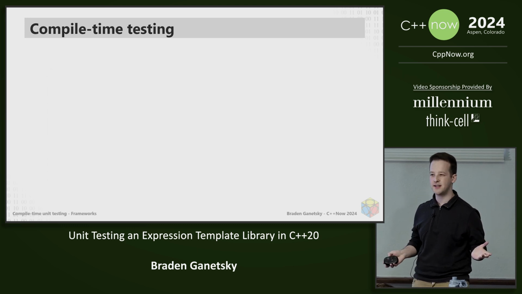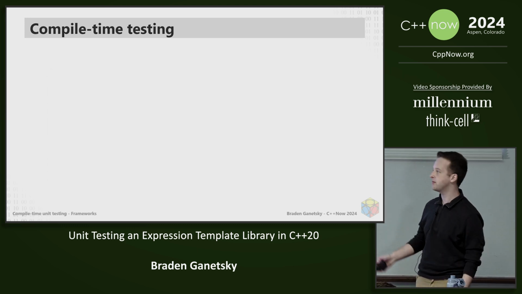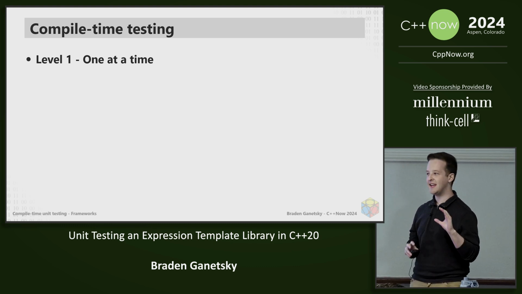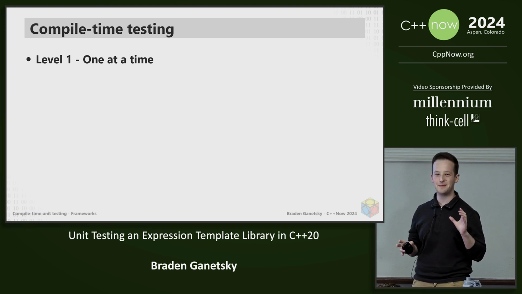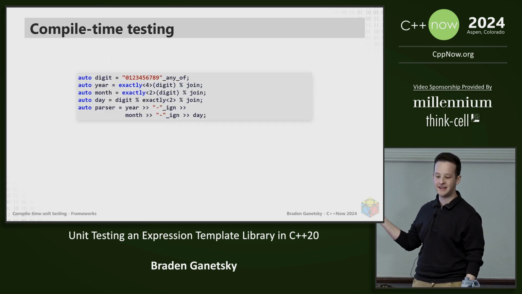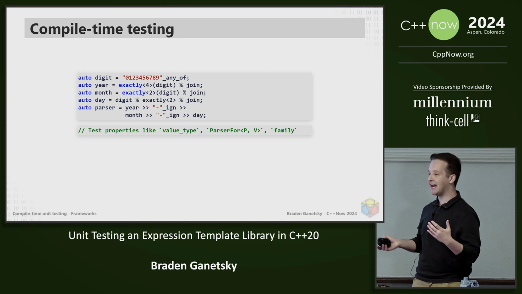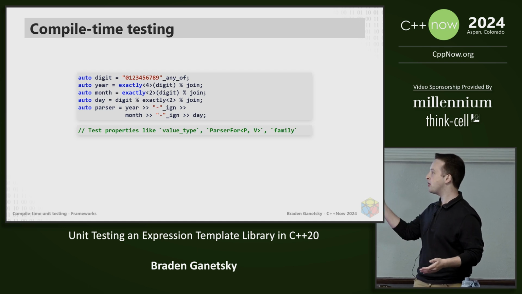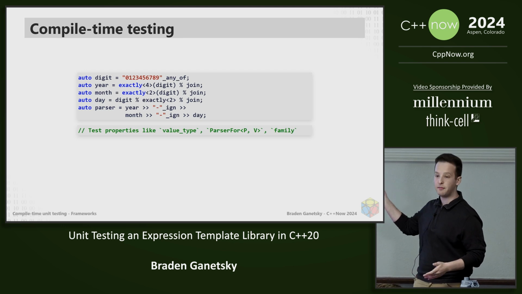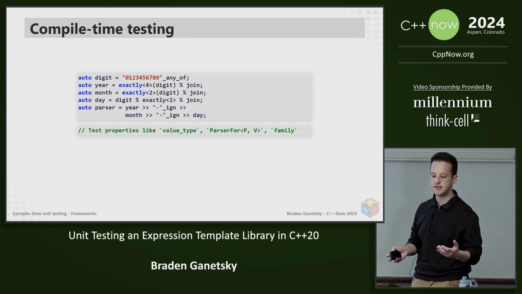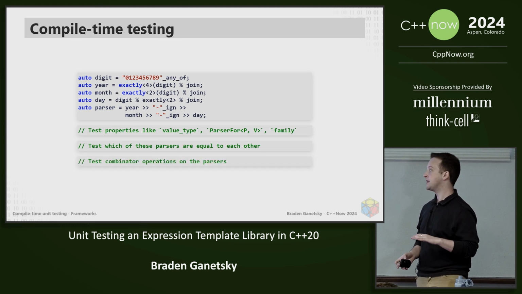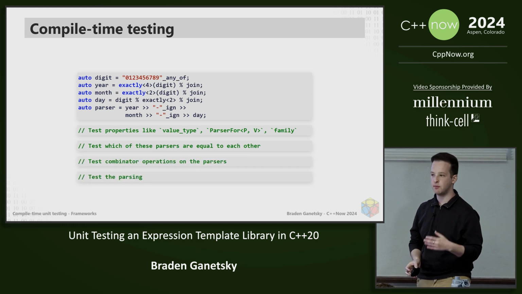But that's easy, because we all know runtime testing. Let's talk about compile time testing. So for a level 1, I'm going to talk about testing things one at a time. And then if a testing framework is able to run that gauntlet, let's go through the parameterized. The test setup is going to be exactly the same. And I can test, again, these different things, like properties like the value type, or whether p is a parser for this value, or the family. So is it a sequence parser or a join parser, etc. I can test which of the parsers are equal to each other, like month or day. I can test the combinator operations, and I can test the parsing, most importantly.